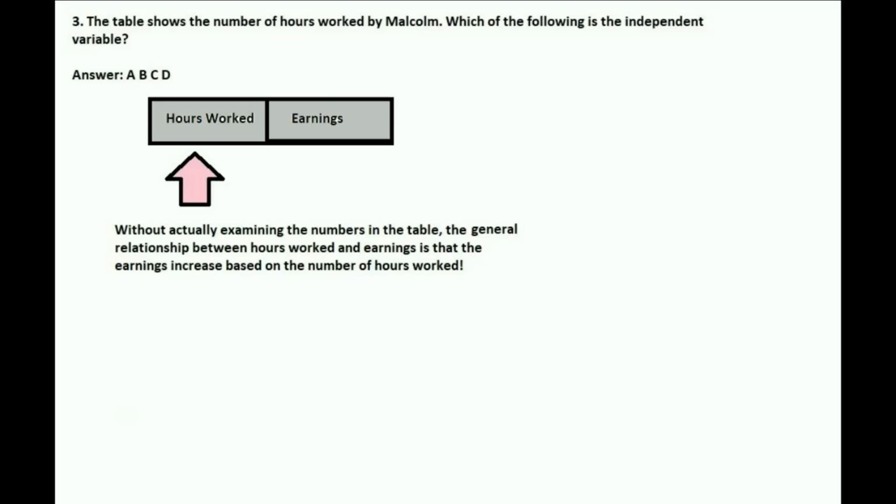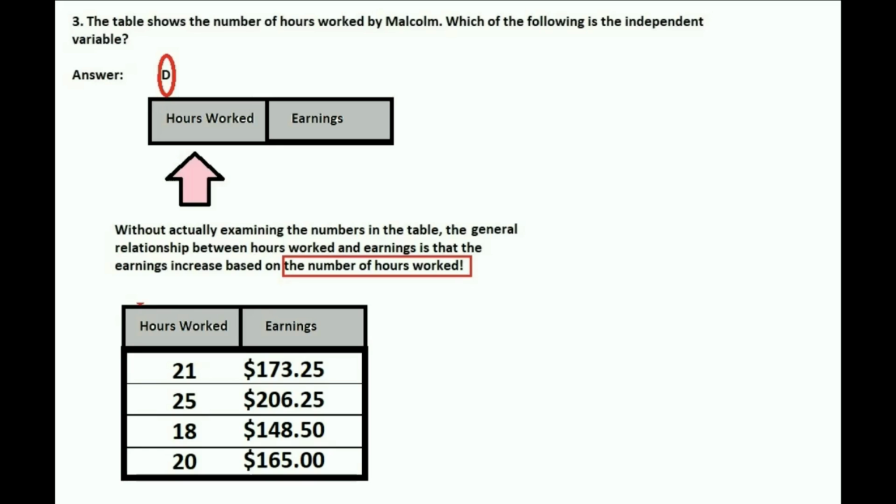So using our reasoning and knowing that math depends on relationships, we know that the general relationship between hours worked and earnings is that the earnings increase based on the number of hours you work. And the answer is D. I'm going to go ahead and prove that the number of hours worked is our independent variable.